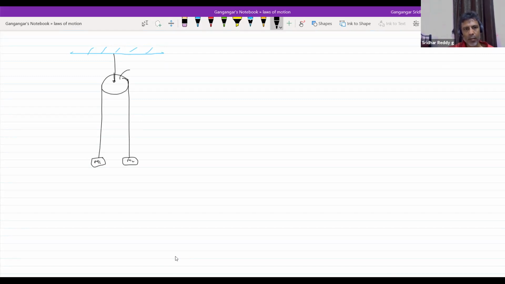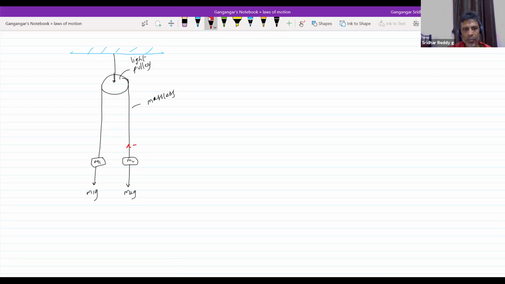Okay, there's a light pulley, and the rope is massless. The string is massless. I will release the two blocks. I want to calculate the tension in the rope and also the acceleration of the blocks here. First the weight M1g will act, and M2g will act here. The string will become taut.